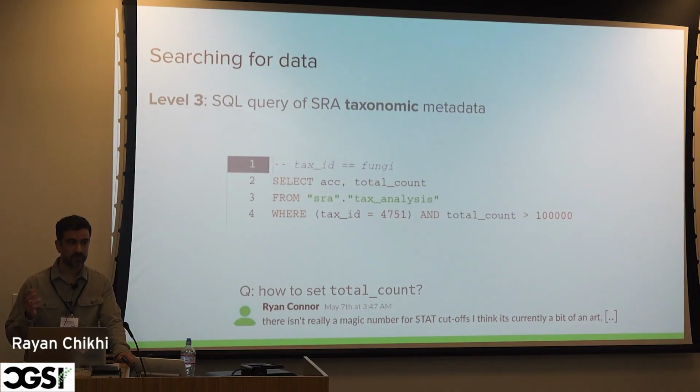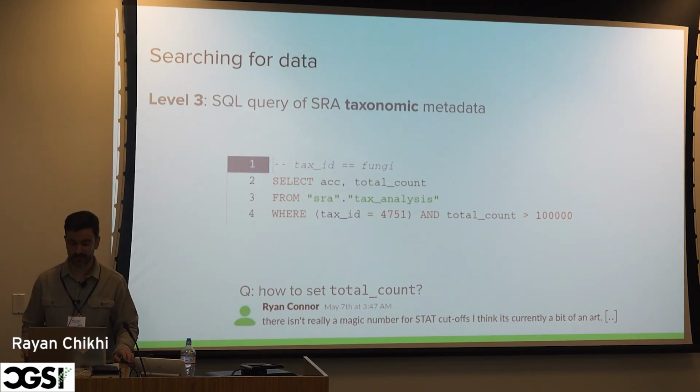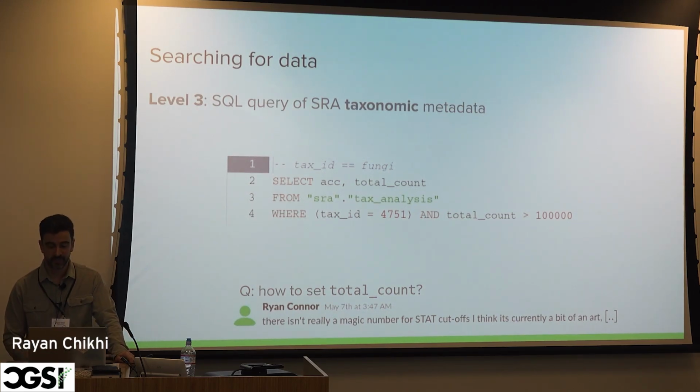You might ask how to set this total count value. Like, is there a way to set it? I asked Rayan Connor at SRA, at NCBI, is there a way? And he answered me this on Slack. There's essentially no way. It's more of an art. If you can't read it, it says that there is not really a magic number for the cutoff. It's currently a bit of an art.